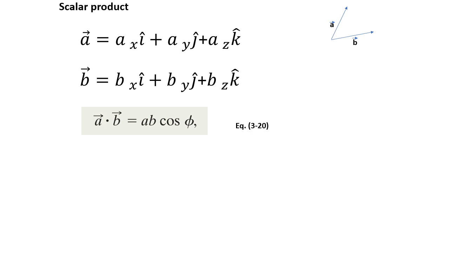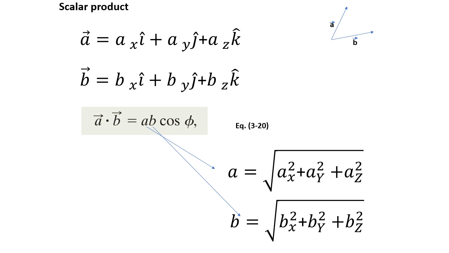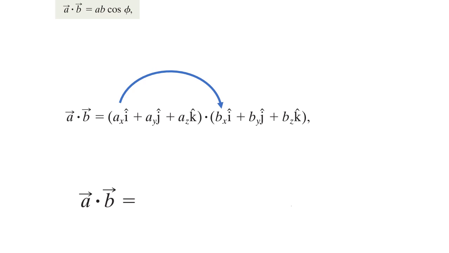What is the magnitude of vector A? You can calculate it as the root of AX square plus AY square plus AZ square. If the vector is in the XY plane, you will not have the AZ component. Similarly, for B, the magnitude is the root of BX square plus BY square plus BZ square. What is the angle here? Phi. So we take the cosine of this angle, which is the angle between the two vectors.